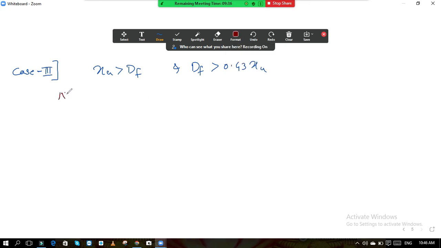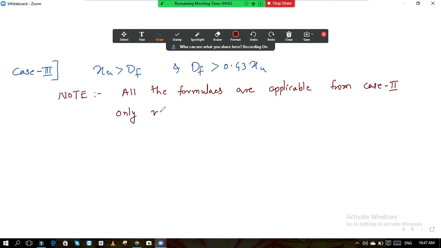See note, this is for your information. You can remember it like this: for case number 2 and 3, all the formulas are applicable from case number 2. I said, all the formulas are applicable from case number 2, only replace DF, that is the depth of flange, by YF. Only replace depth of flange by YF.